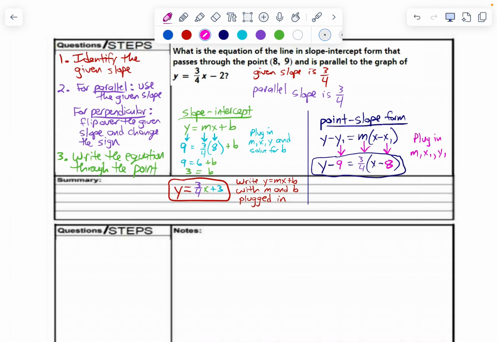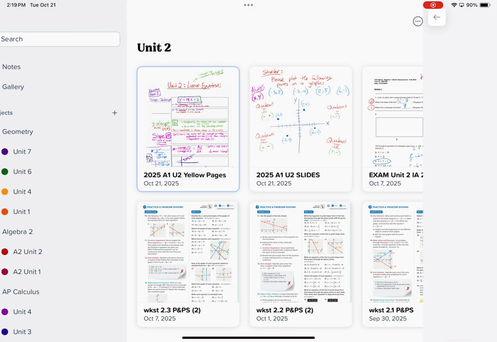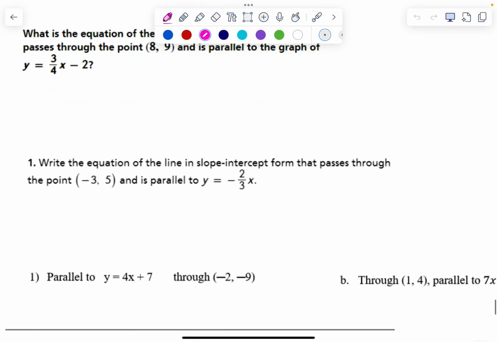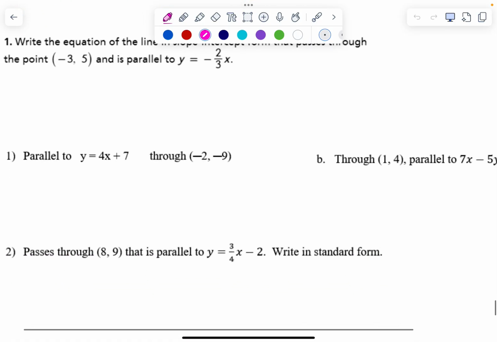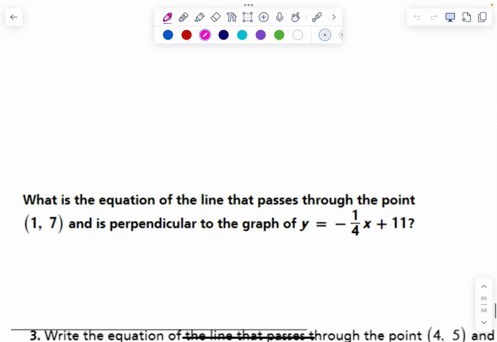All right. Why don't you guys try one? Okay, try that one.